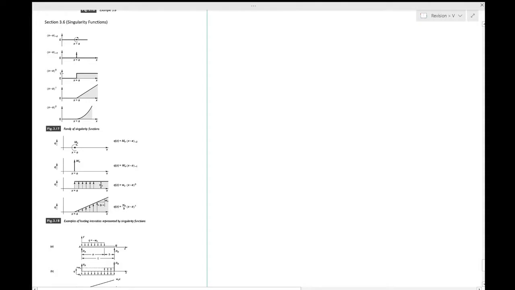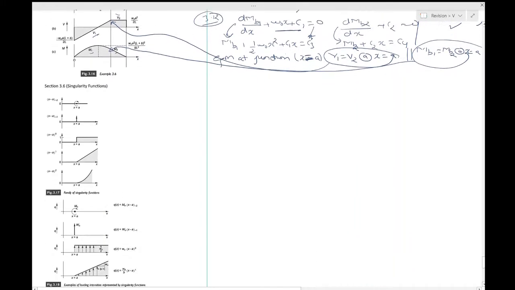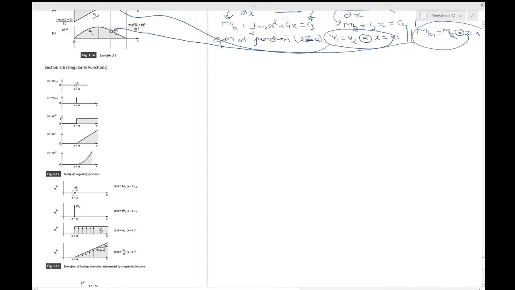You have seen this in the problem where there was a sudden change in the loading, and you see how complicated the integration became. Imagine there are a few more situations like this, then it will be a very lengthy integration to do. So that is the motivation why we want to have some other method to solve problems like this. So we have this family of singularity functions defined, and the figure in front of you, 3.17, shows 5 such functions.